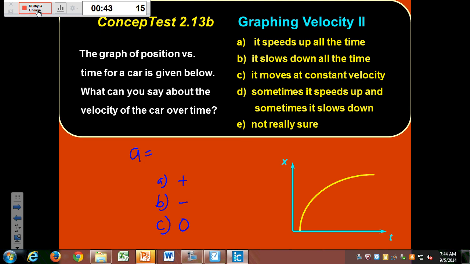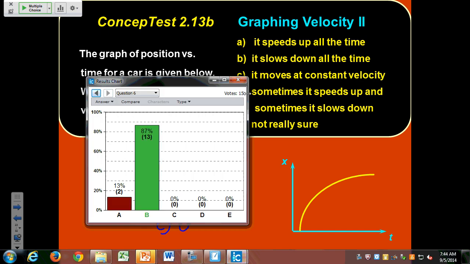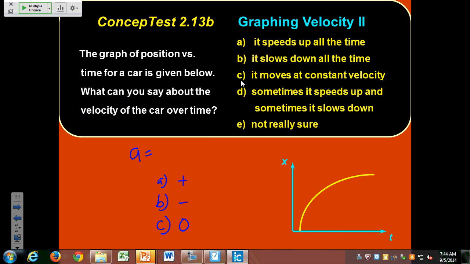Here we have something in the positive direction. It's slowing down. I'm asking what is the acceleration? All right, so a few more seconds. I'll stop at 55. Got almost all of you on board. B is the right answer. It's negative because the velocity is positive and it's slowing down. So the acceleration is opposite the velocity.